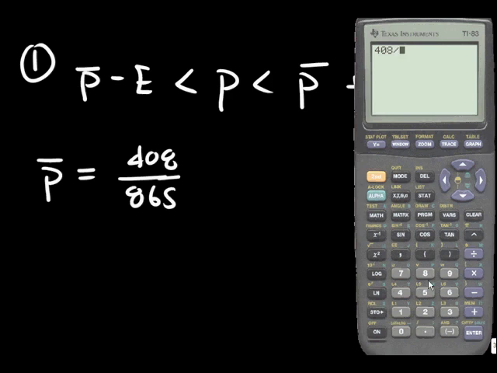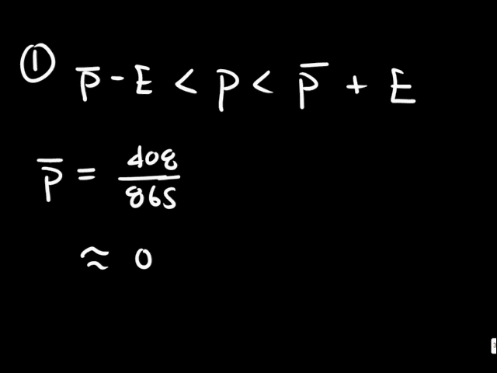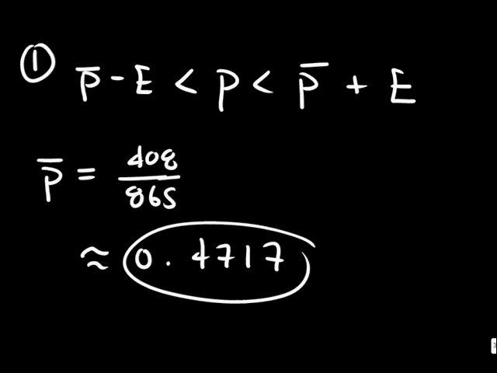For 408 divided by 865, and if we approximate this answer to the nearest 10 thousandths, we get 0.4717. This is what we're going to use. We're going to have to compute our error. And in order to compute the error, we need to know what the confidence level is.